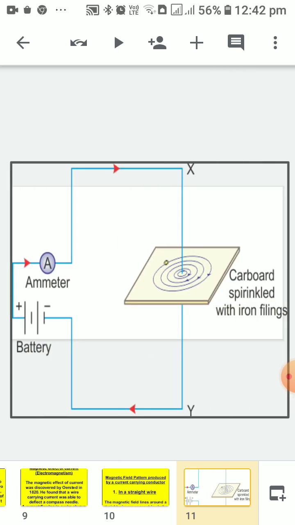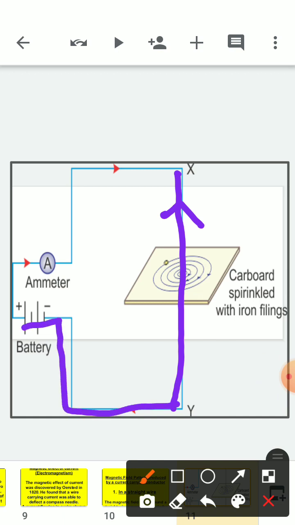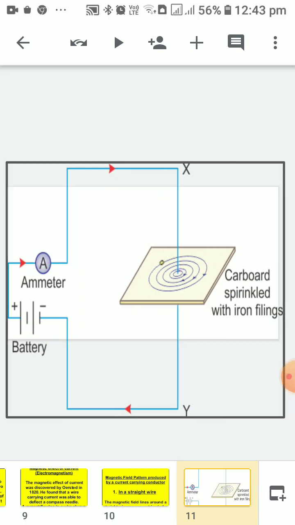Now I am showing you the diagram. It's a straight wire which is having current in this direction. If we connect the two ends of the wire with the battery, current will start flowing. And as the current is flowing, magnetic field lines are produced. And how are these magnetic field lines produced? They are in concentric circular form.